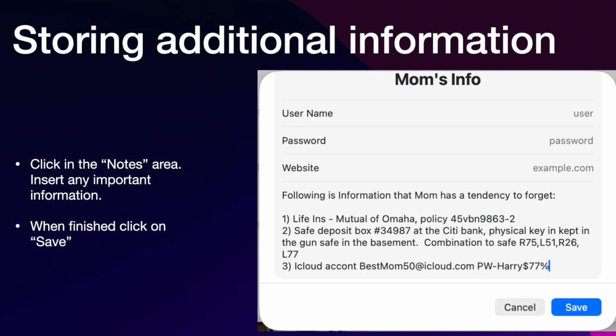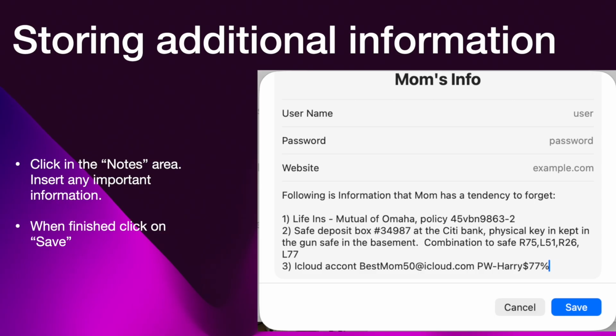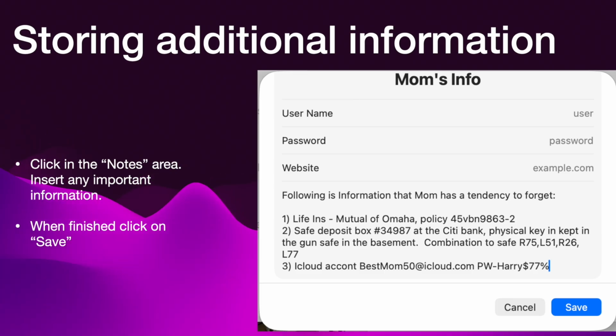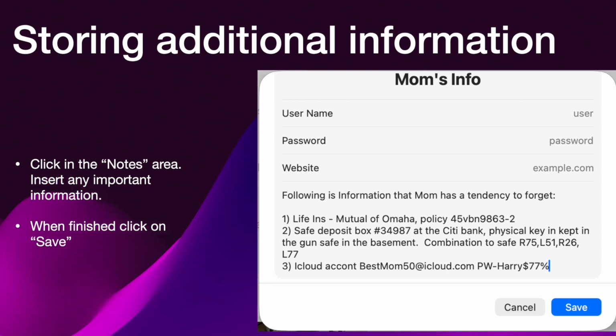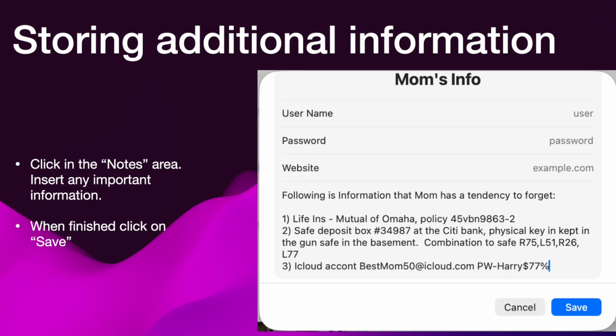Next, in Mom's information, you're going to go down to the notes area. And you're just going to start typing information, whatever is pertinent to that particular individual. So in this example, I have: the following is information that Mom has a tendency to forget. Life insurance, Mutual of Omaha, the policy number. Number 2, safe deposit box number, and it's at the Citibank. Physical key is kept in the gun safe in the basement. Combination to the safe, blah, blah, blah.